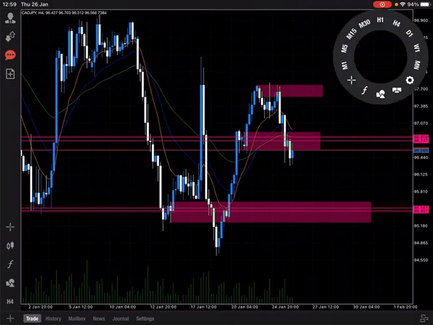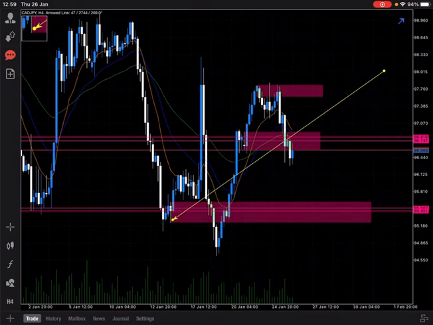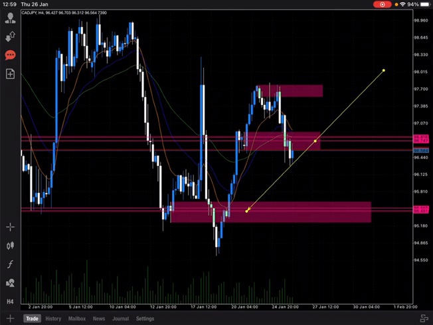Okay, so that's for GU, and last but not least, we have CAD JPY. I haven't marked this pair in such a long time. Okay, but I want to show you this because we do have a hidden engulfing, which a lot of you have been asking about.